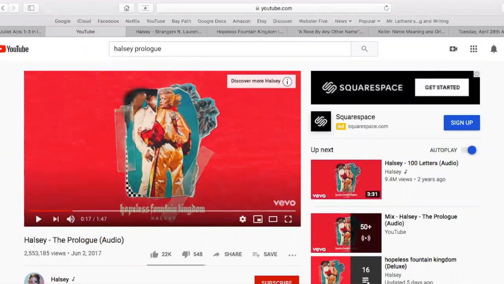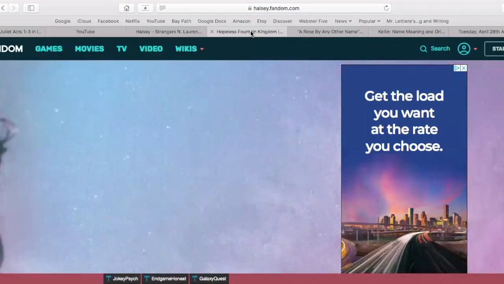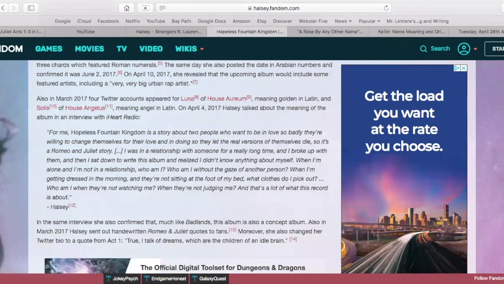The prologue of Romeo and Juliet. And so I heard that and I said, oh, wow, there's going to be something deeper in that, right? And so I did look it up. And this was on purpose, obviously. Halsey took inspiration for this album, which was called The Hopeless Fountain Kingdom, from Romeo and Juliet.